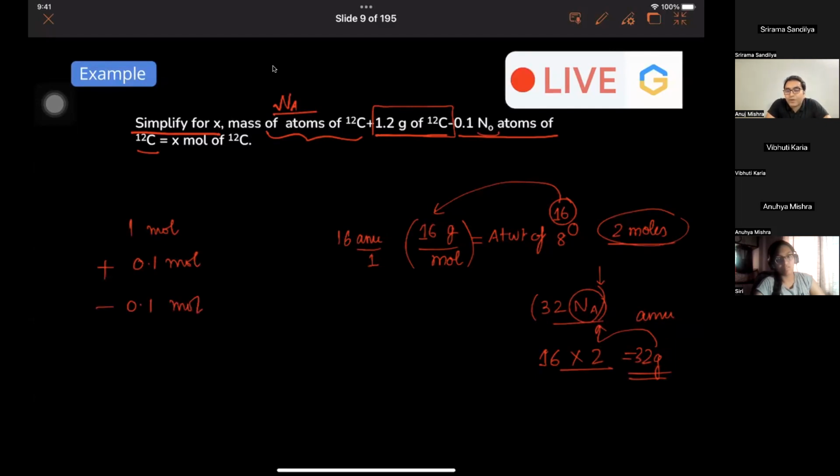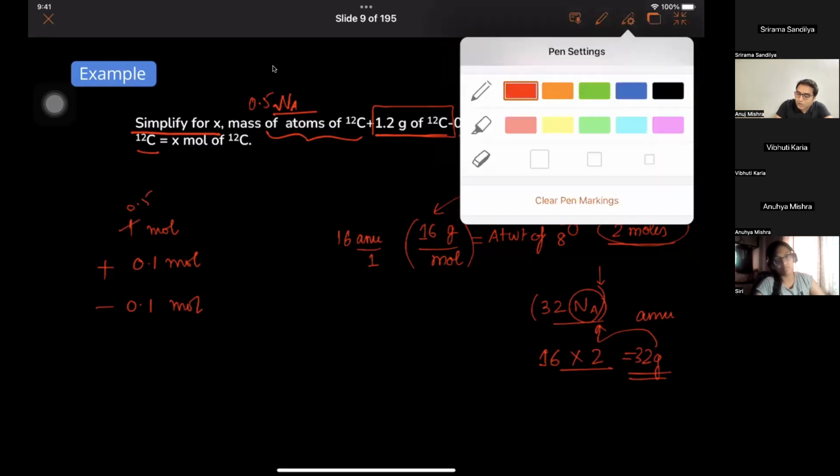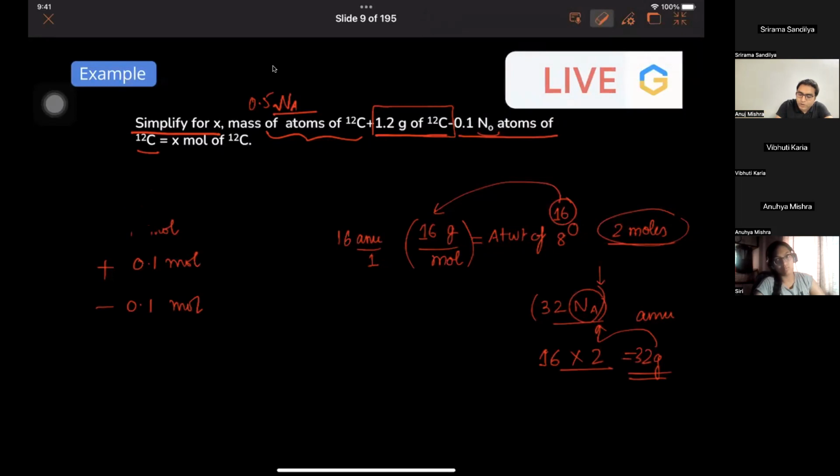Think about it. 0.1 Na is what? 0.1 mole. 1.2 gram is 10 times smaller than 12, which is 0.1 moles. So what's my answer? This plus this minus this, you can get the answer. Okay. So the actual question was 0.5 Na here. If it is 0.5, I'll have 0.5 and my answer will be 0.5 moles, right? So that way we can solve this question. Any difficulty in this? But I hope this question is clear. If I keep it Na, I change this question to Na. I hope all of you can solve this question. Should not be a problem for anyone.